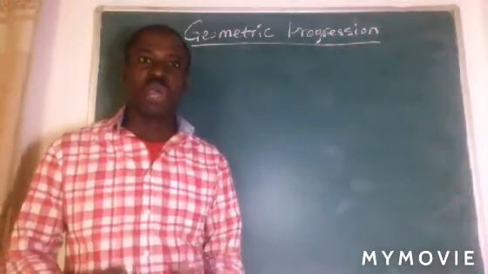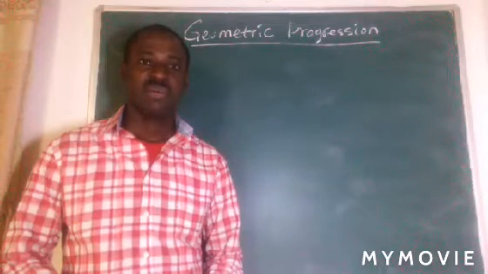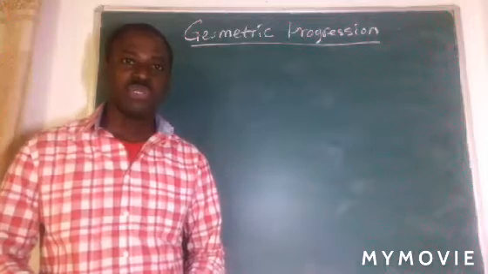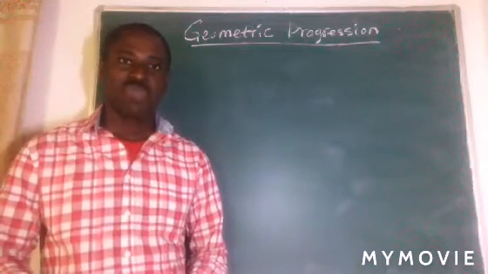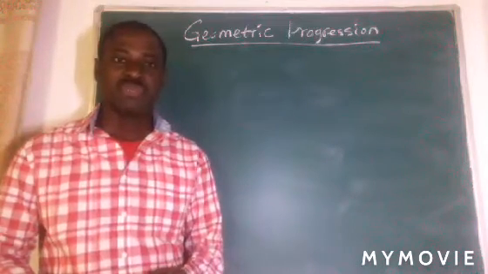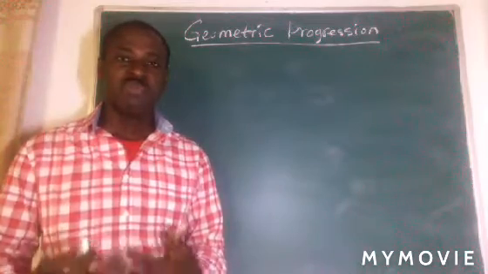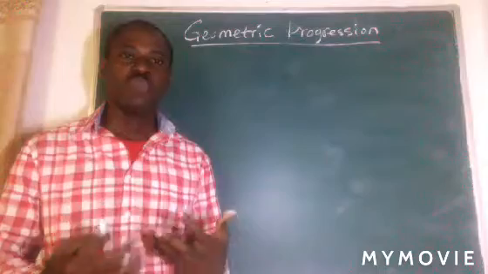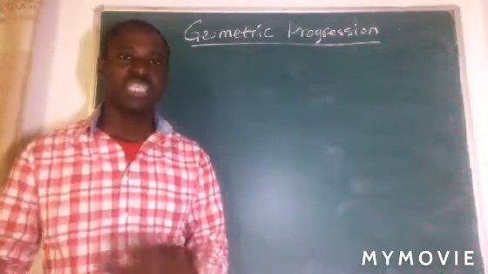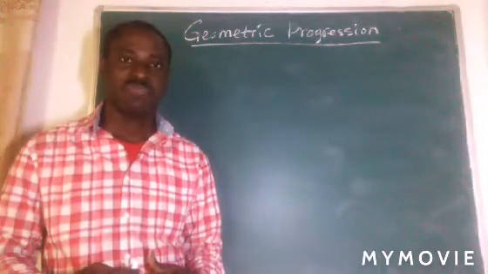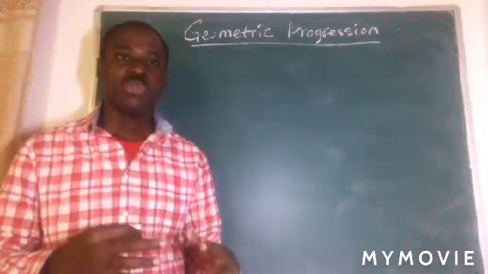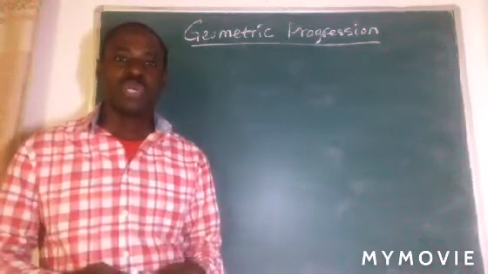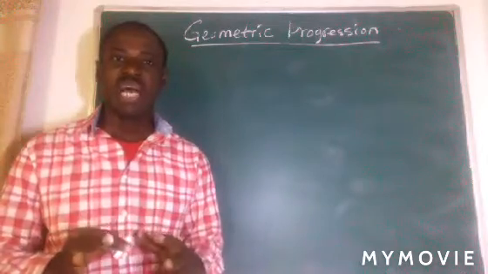Hello, you are welcome to our Good Morning Math class. My name is Philip Diseye, and today I'm going to take you on geometric progression. What is geometric progression? Geometric progression is a sequence in which the ratio of a term to the previous term is constant. The constant ratio is also called the common ratio and is denoted by the letter r.